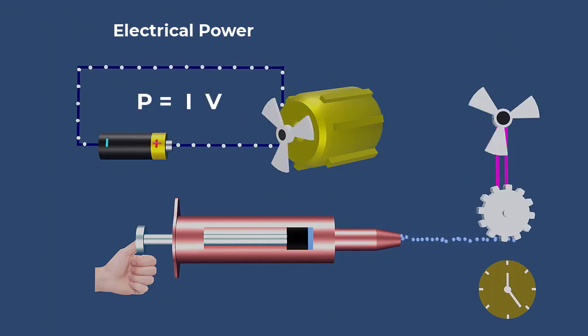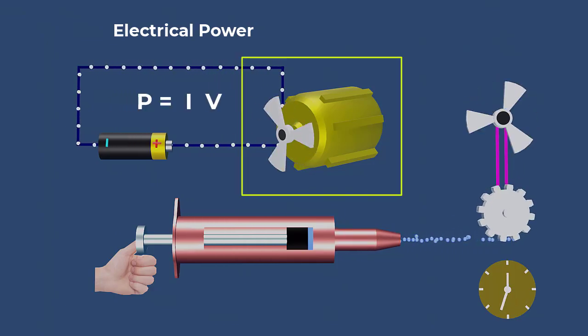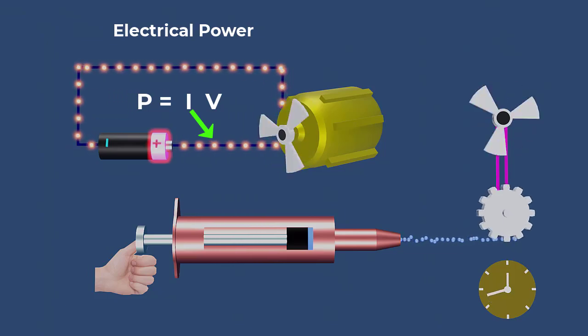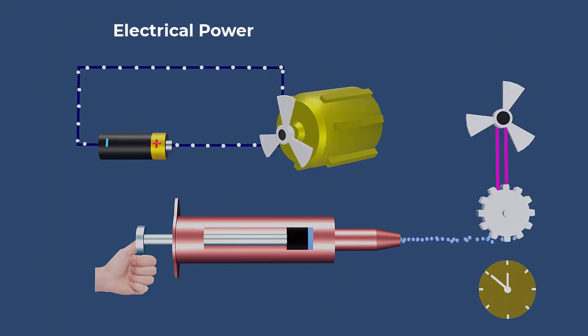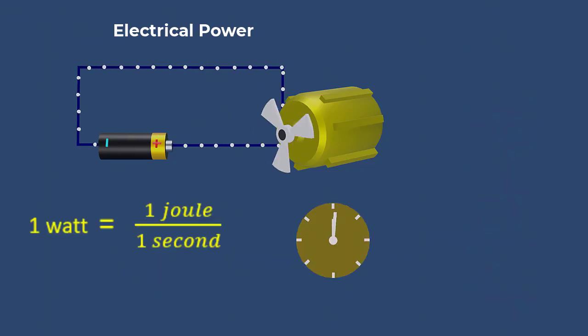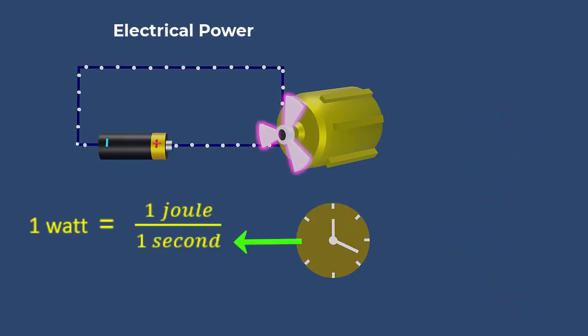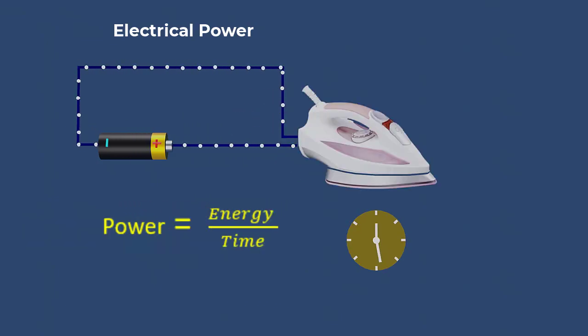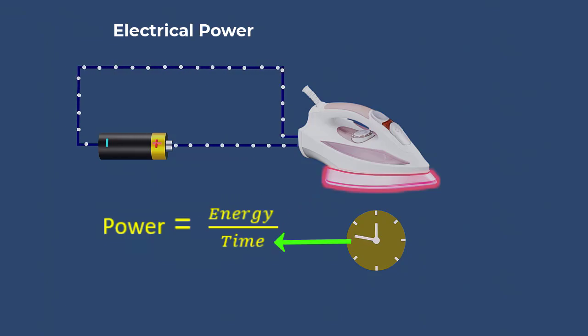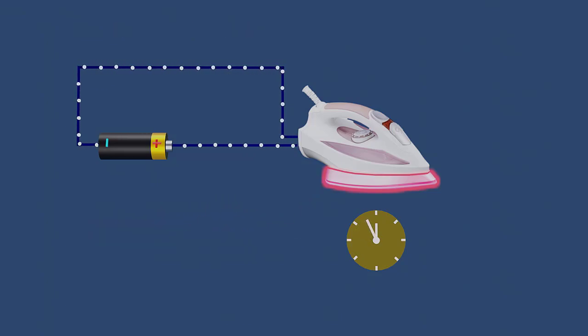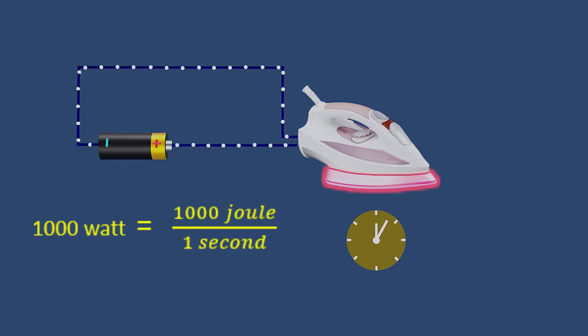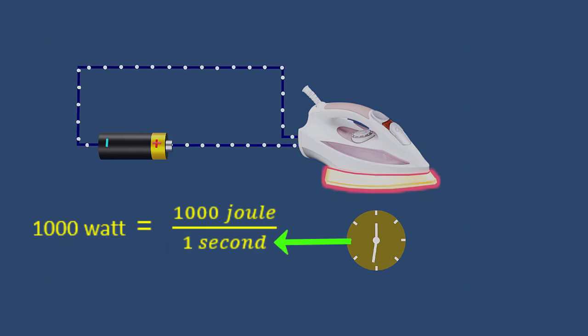Similarly, the power of an electrical device depends on both the applied voltage and the amount of current that flows through it. It is measured in watts. A device that consumes 1 unit of energy in 1 second has a power of 1 watt. A device that consumes more units of energy in 1 second has a higher power rating. For example, an iron consumes 1000 watts, which indicates 1000 units of energy consumed by the device in 1 second.